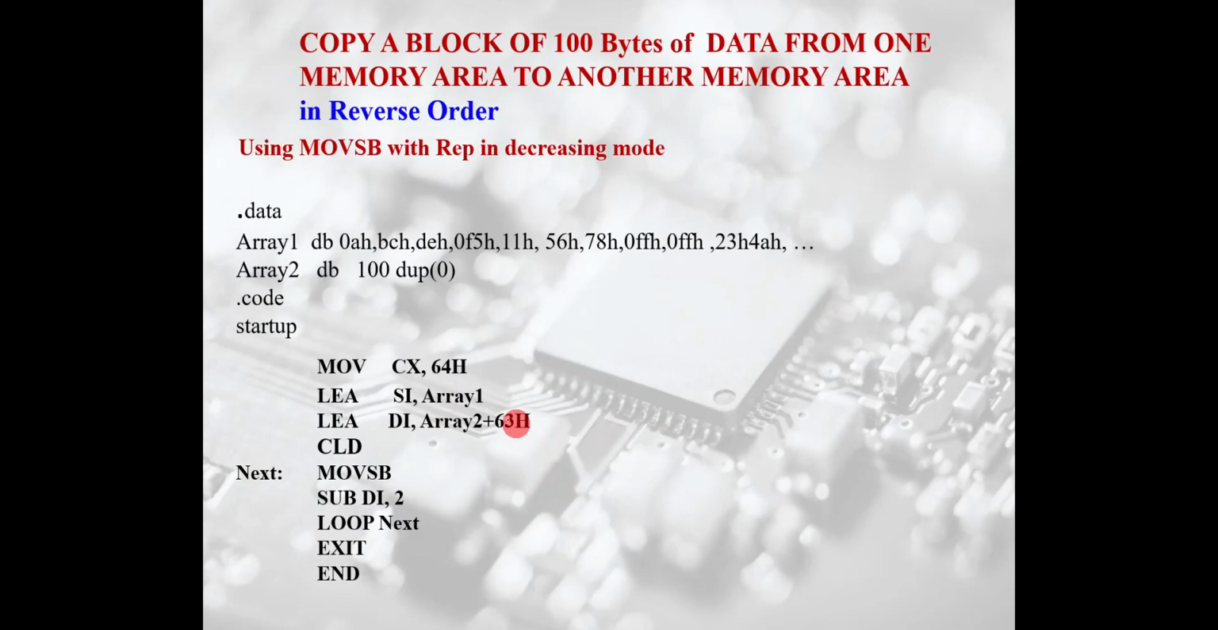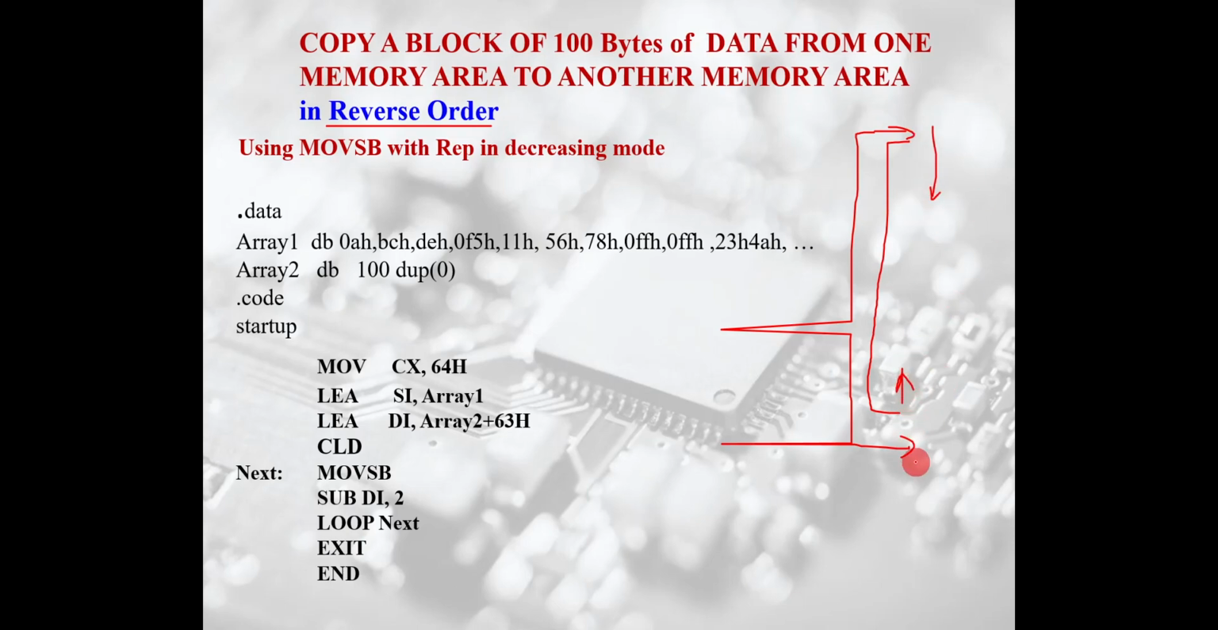Now suppose you have to reverse the order. That means you are taking the first data from this source and putting it into the last one, taking the second one and putting it into the second last one. So you are moving from high to low here, and from low to high there, if you have to do a reverse order setting.